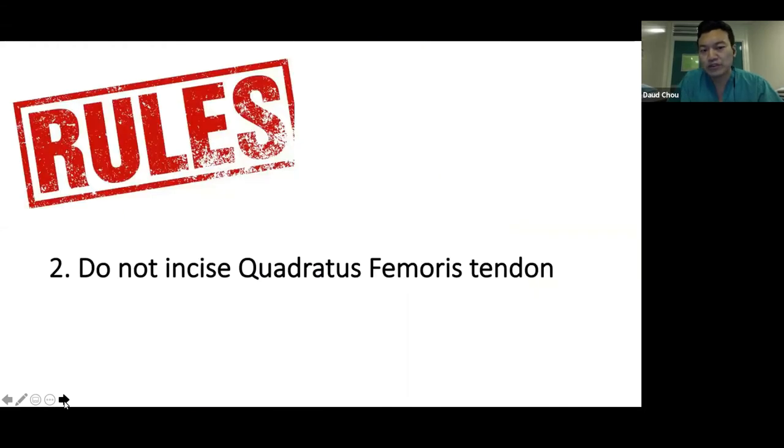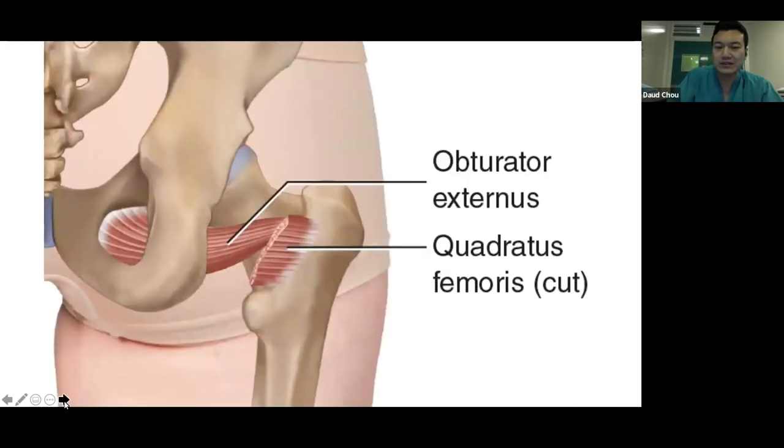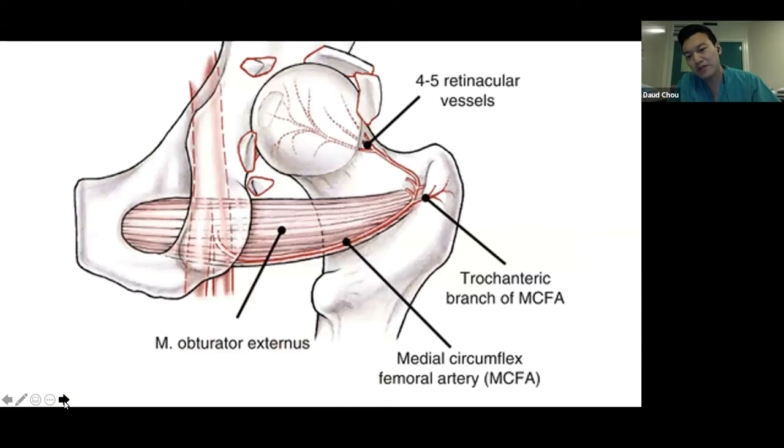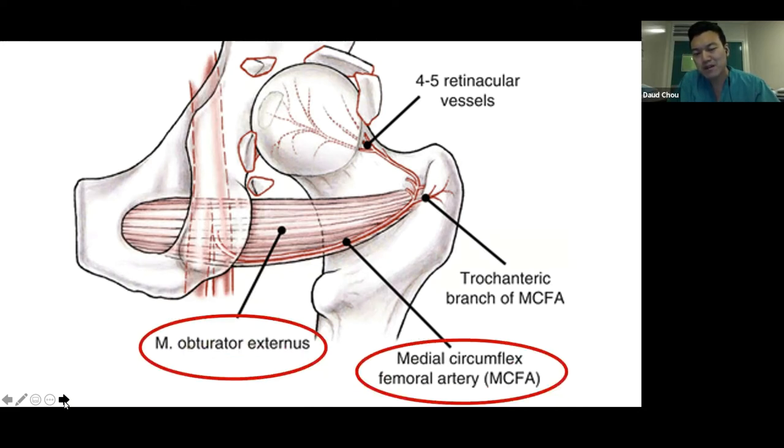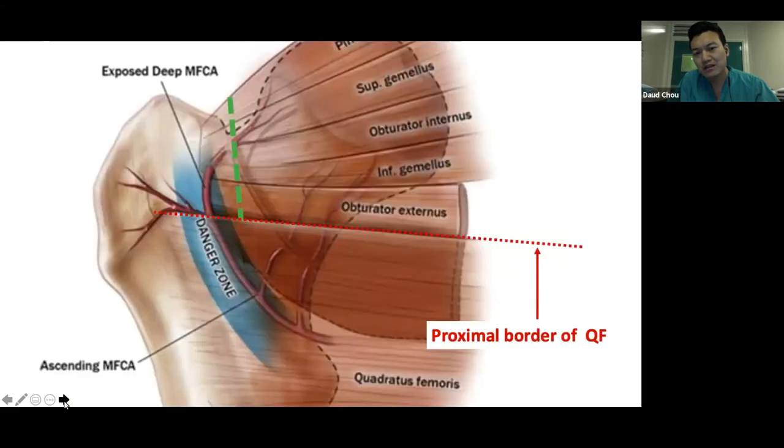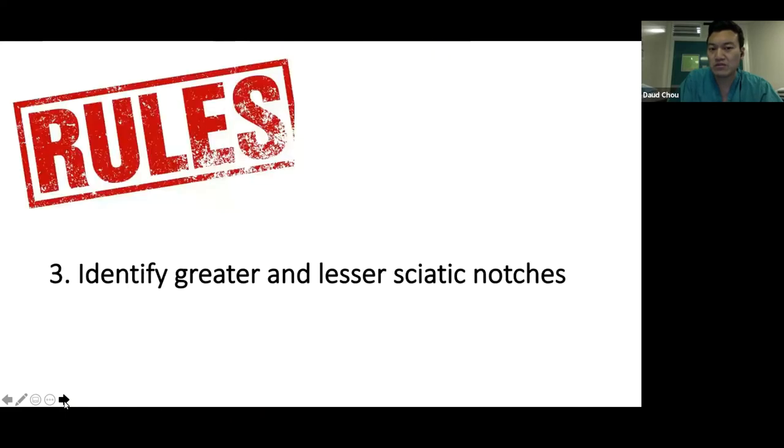Rule number two is do not incise the quadratus femoris tendon. The reason for that is that the quadratus femoris tendon overlaps the obturator externus at the back. And as you know, the medial circumflex femoral artery runs along the lower border of obturator externus. So if you make an incision that's proximal to the border of quadratus femoris, then you're well safe of damaging this medial femoral circumflex artery. So those are the two rules there.